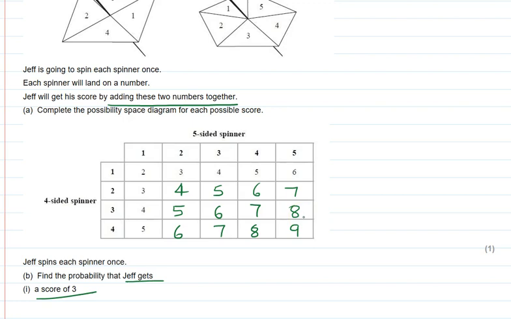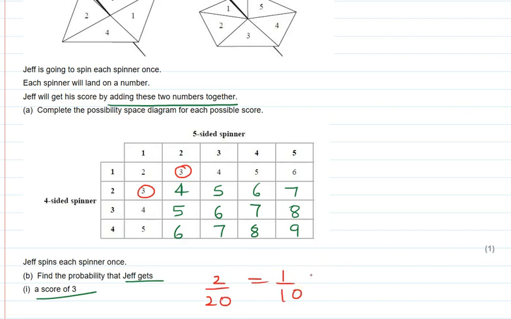So a score of 3, how many scores did he get? Just 2. So we can say 2 out of the total chances, 20. So 2 out of 20, that is 1 over 10.